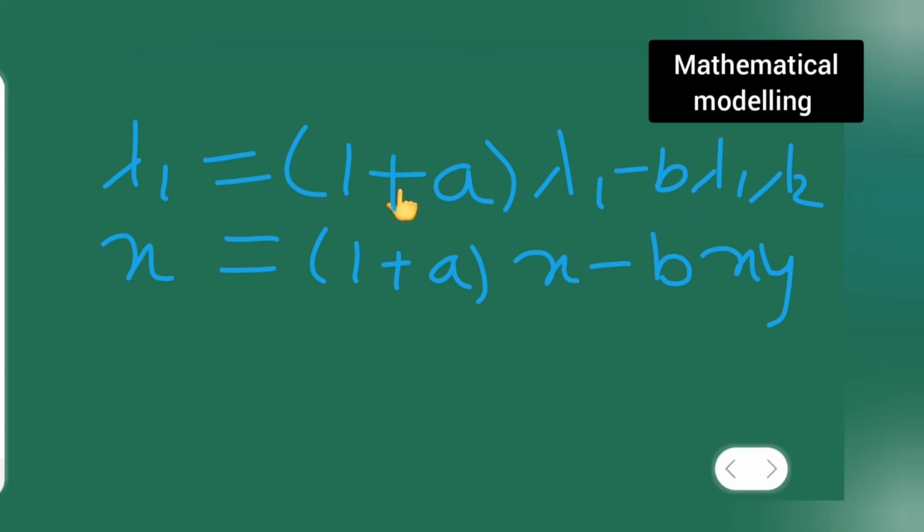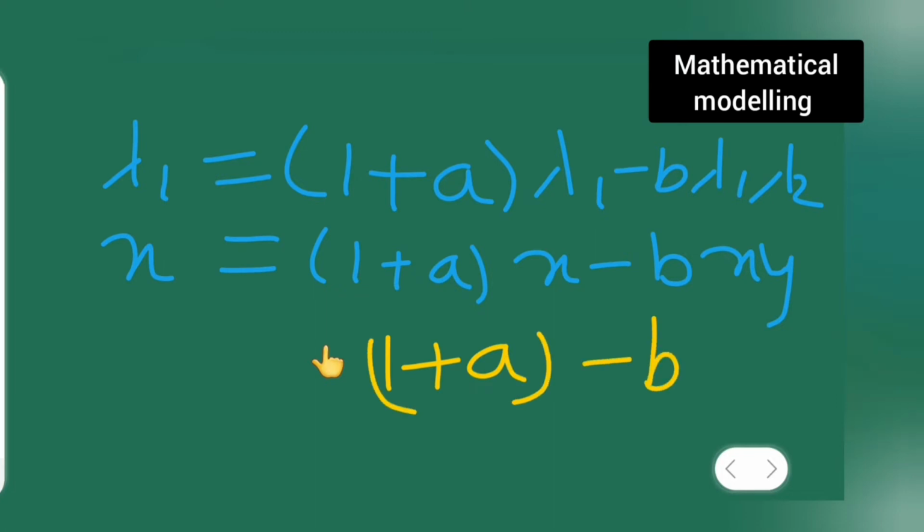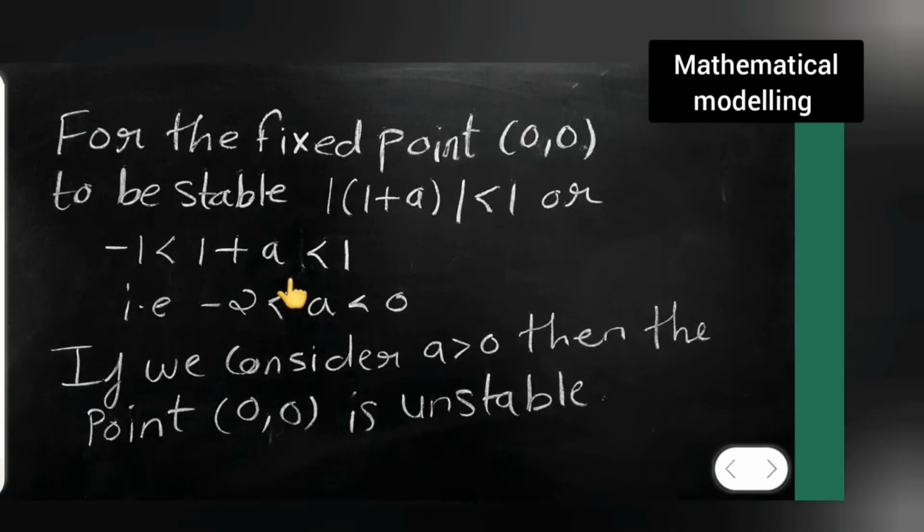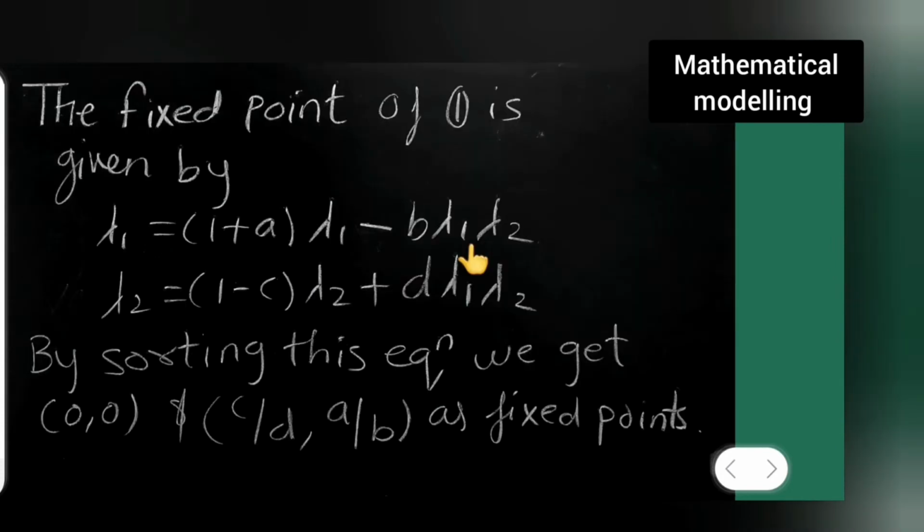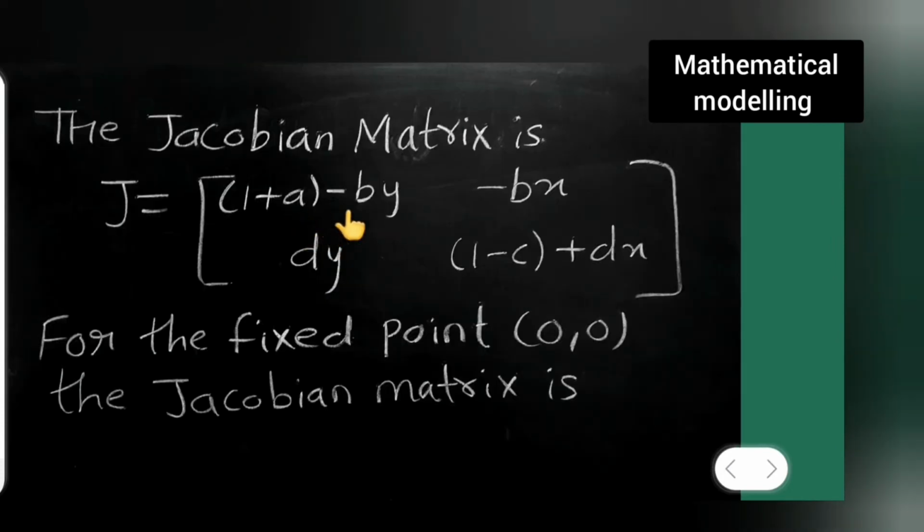See, lambda 1 is equal to 1 plus A lambda 1 minus B into lambda 1 lambda 2. Differentiate this with respect to x. What you are going to get? I am going to get 1 plus A, okay, minus by will remain, right? Now plug this value, 1 plus A minus by, over here.